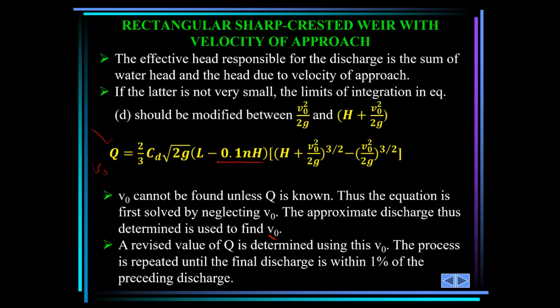So it is an iterative procedure in which you repeat until Q_i and Q_i plus 1 become very close. They agree within 1%. Okay, so that is when you stop.